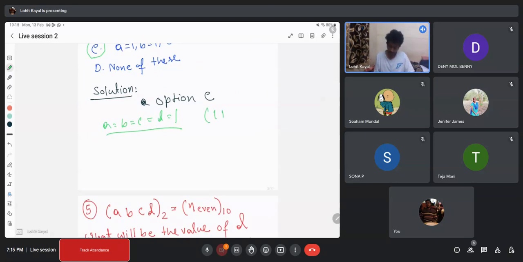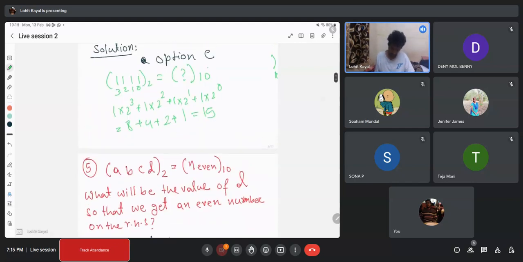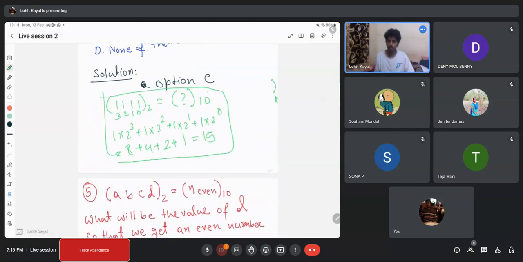Now if we convert 1 1 1 1 in base 2 to decimal, so what will be the number? This is the first term, its power will be 0, then 1, then 2, then 3. So 1 into 2 cube plus 1 into 2 square plus 1 into 2 to the power 1 plus 1 into 2 to the power 0. It will be 8 plus 4 plus 2 plus 1 equal to 15. Okay, so this is the correct answer.